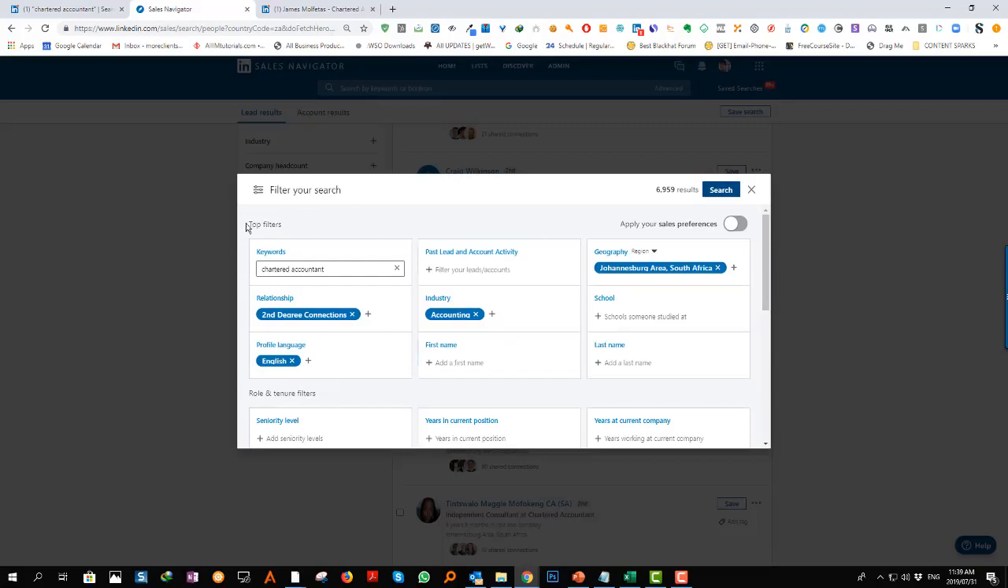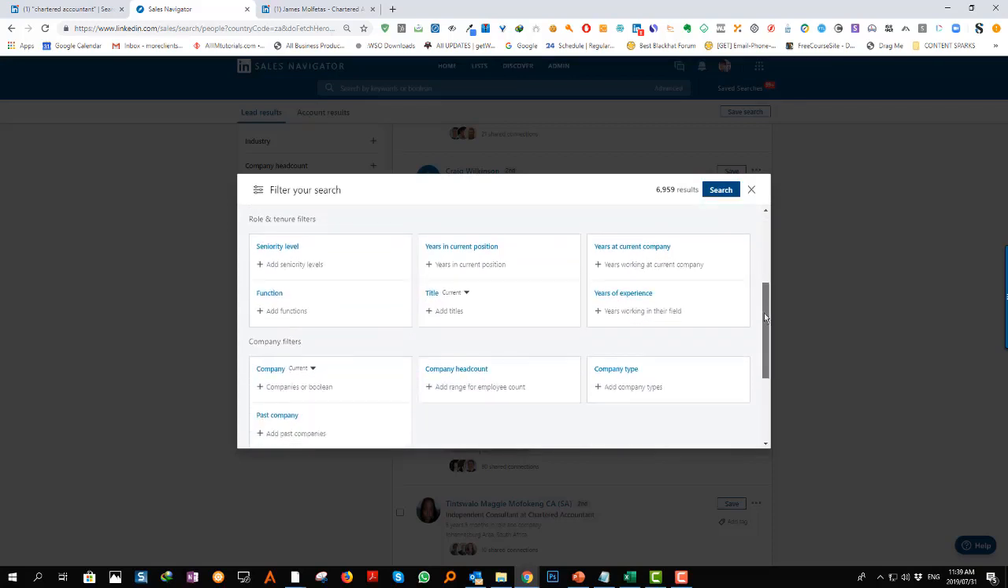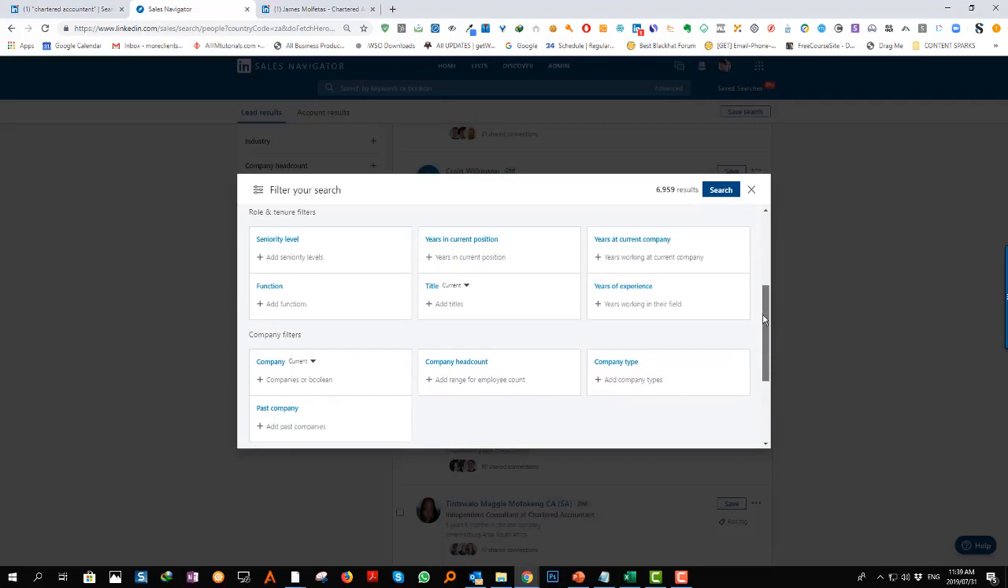So they call this the top filters. That's the first line of filters that we're going to fill in. And once we've got to that, as we can see, we've got close to 7,000 people in the Joburg area that we can talk to. So let's scroll down now and let's get into what we call the roles and tenure filters.